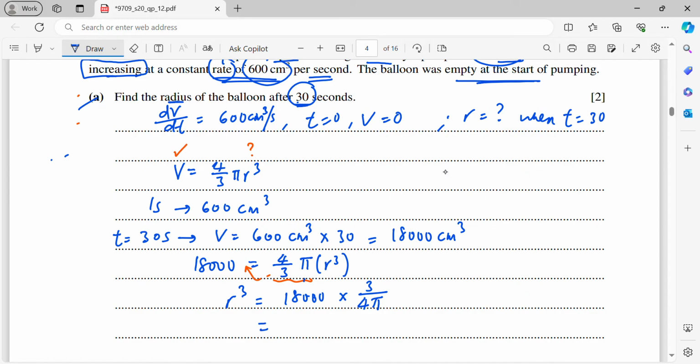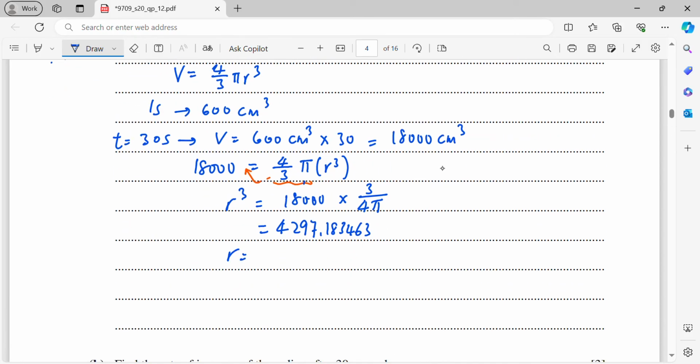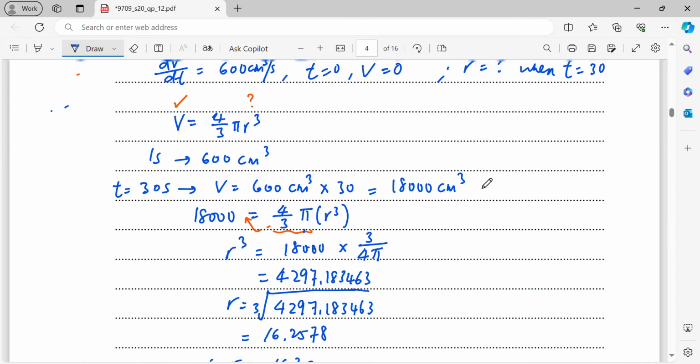So from here, I will be getting 4297.183463. I give more decimal places. Now my r will be the cube root of this value. So cube root, then you will be getting 16.2578. And now my r rounded to 3 significant figures is 16.3 centimeters. So this is the solution of this question.